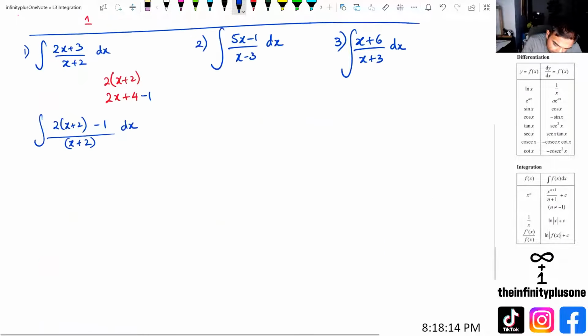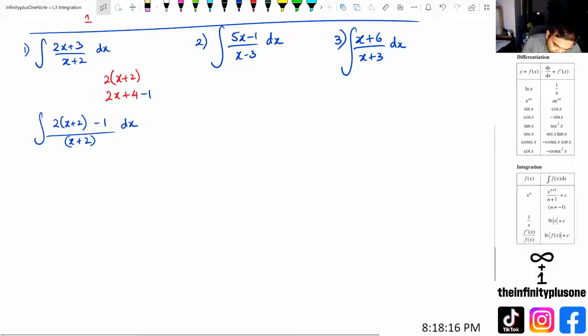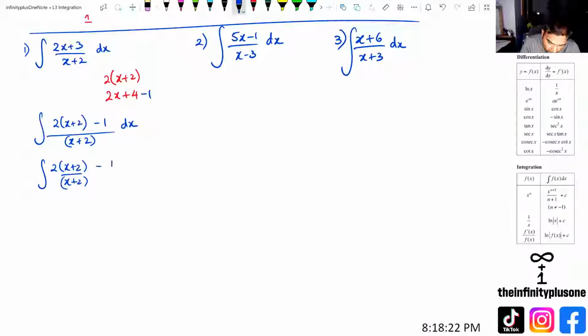Now when I do this, I can separate it into (2x plus 2) over (x plus 2), minus 1 over (x plus 2) dx, and then my x plus 2's cancel out, and I've got the integral of 2 minus 1 over (x plus 2) dx.